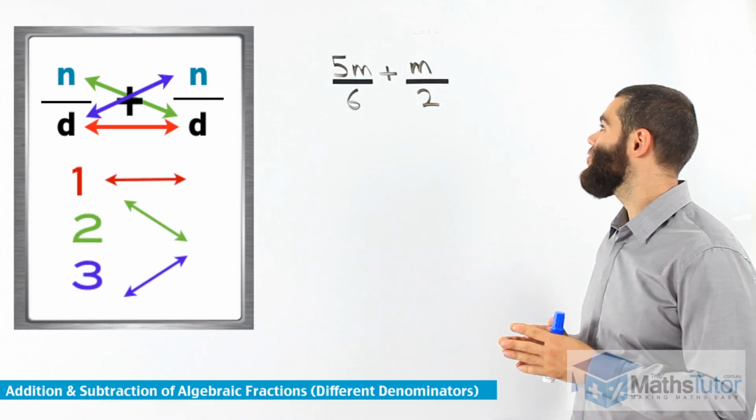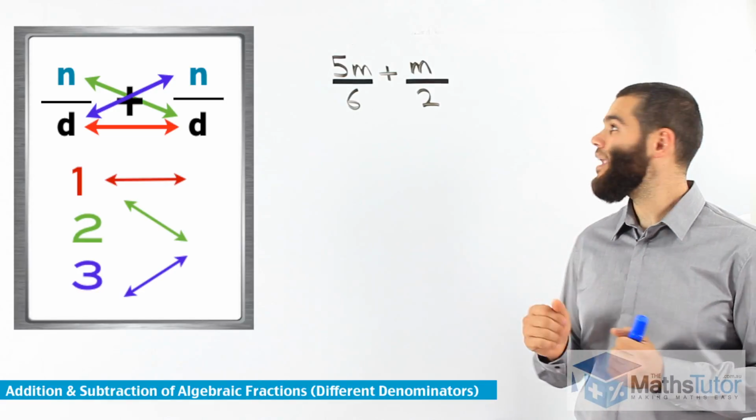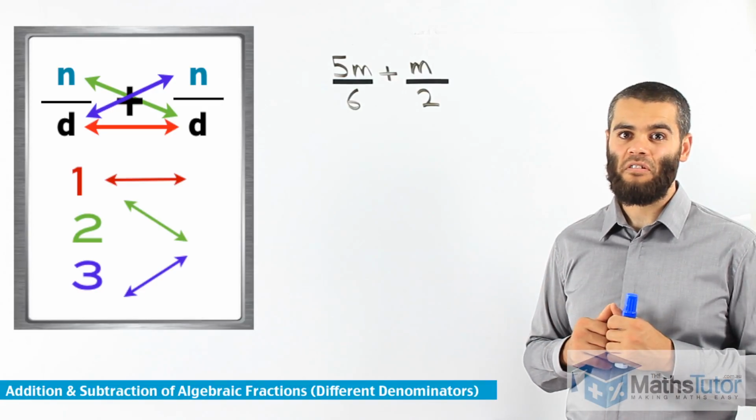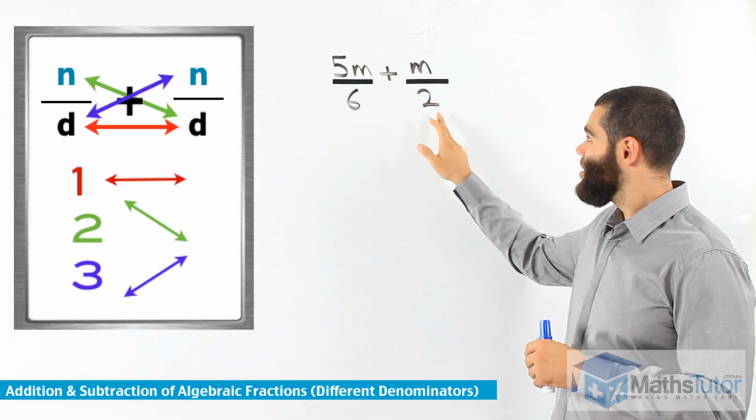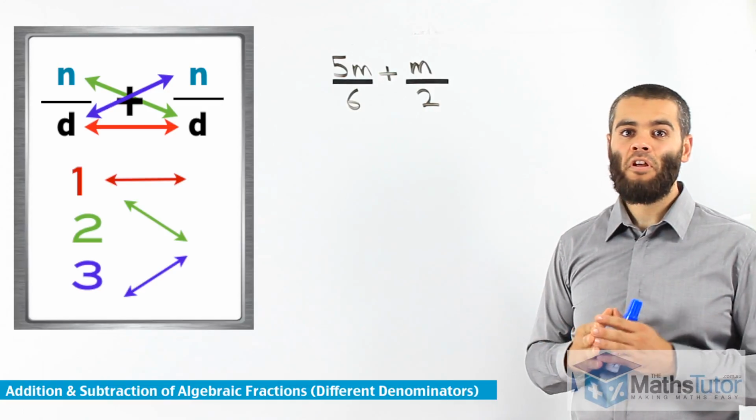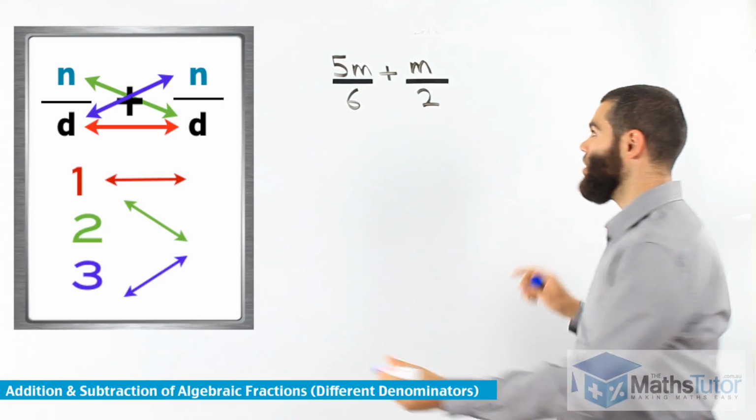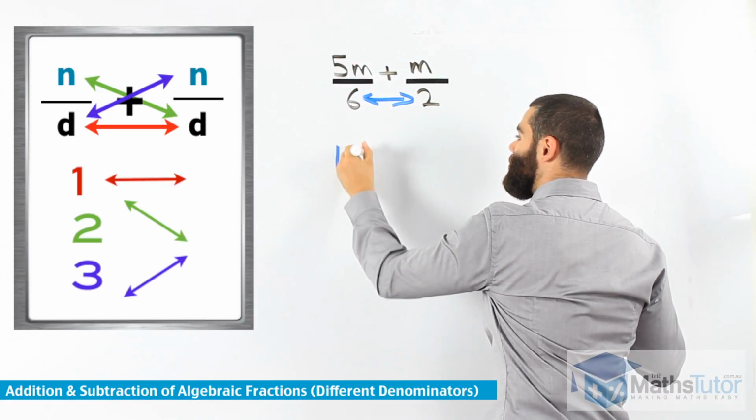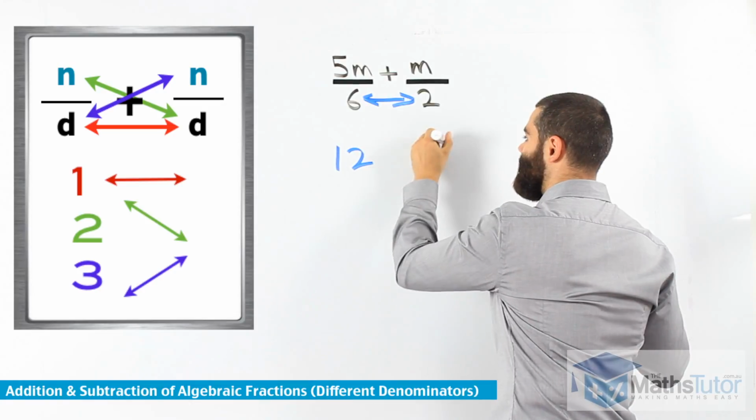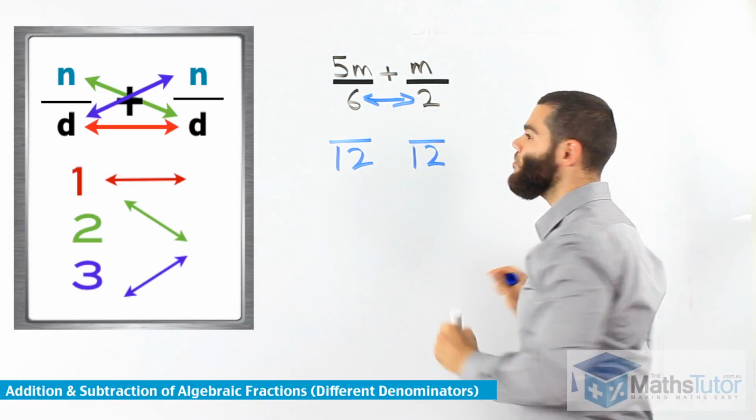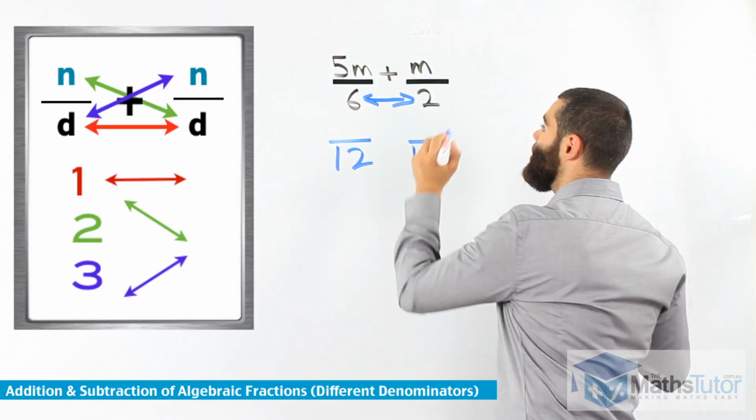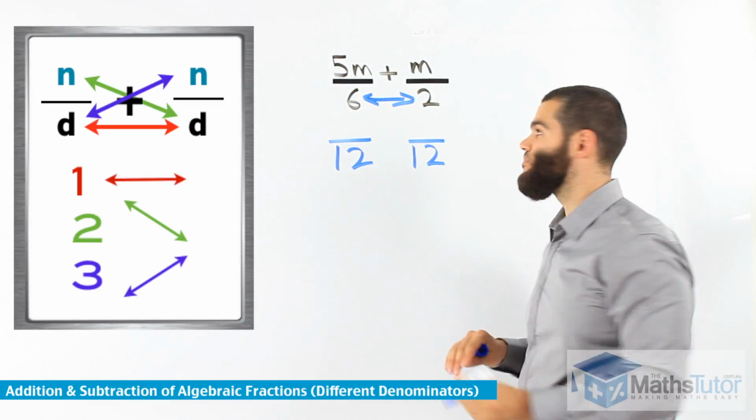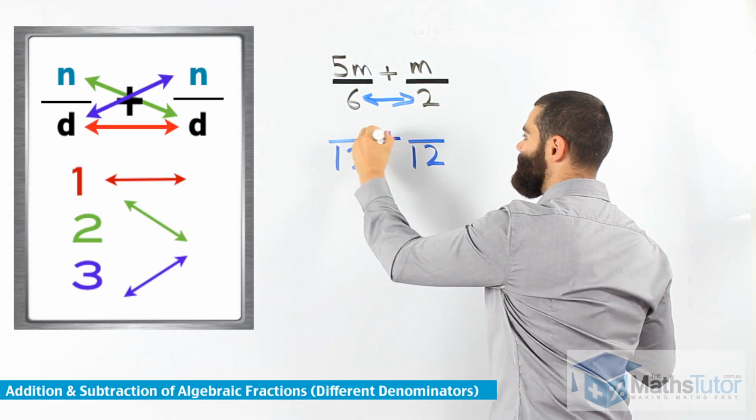Here we have 5m over 6 plus m over 2. We realize that we're adding these fractions, and that the denominators are different. So we follow this process. First, we multiply the denominators to make them the same. 6 times 2 is 12. The denominators are now 12. That's the first step. We put our plus.